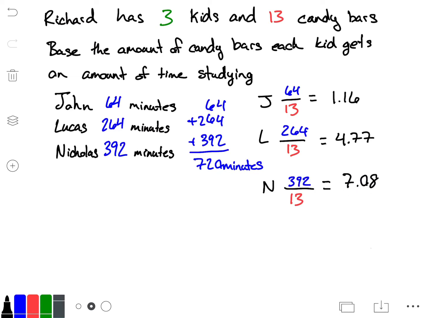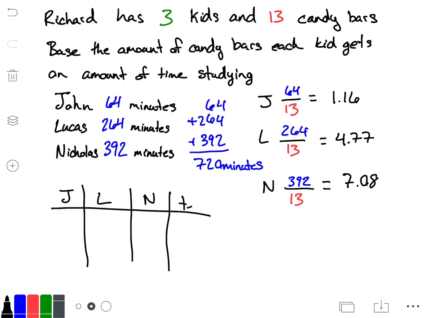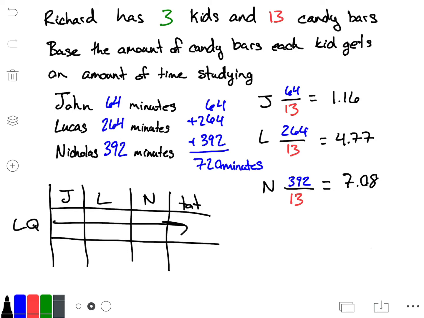So from here, I personally like to make myself a chart. It just helps me stay organized. It's not at all a necessary step, and you can organize your data however you prefer. So I will have J for John, L, and N, and then of course we will need a total. So TOT stands for total, and I will need 2 lines. I'm going to have LQ out here. This is going to stand for our lower quota, and it's going to extend through this way. And then we will have APP for our final apportionment.